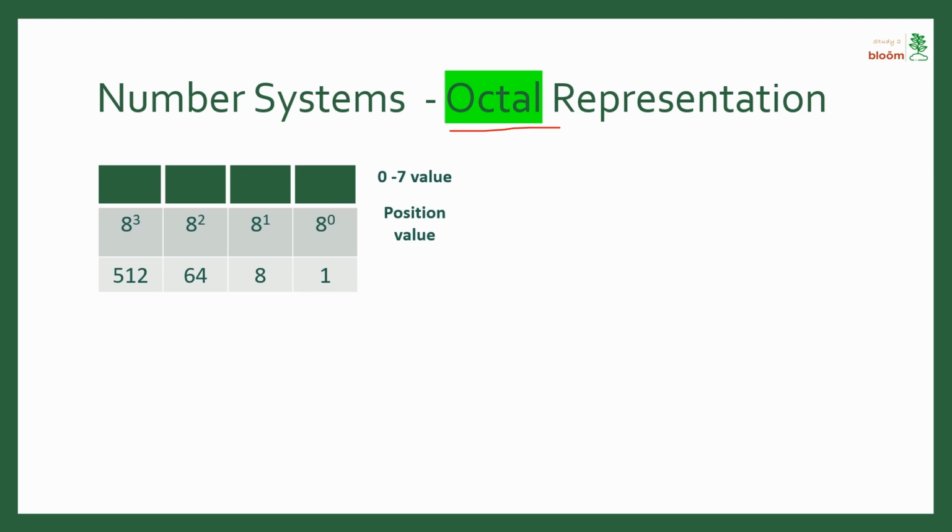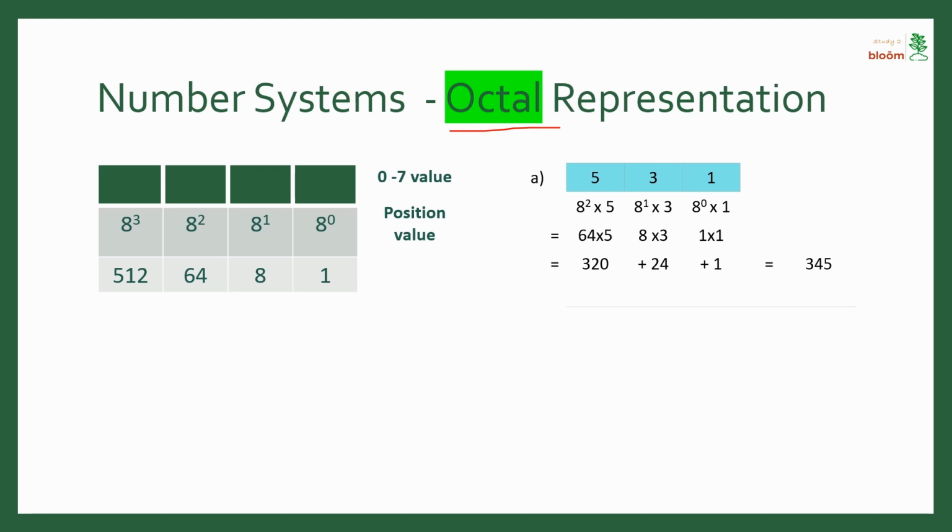So 8 to the power of the position: 8 to the power 0, this position value is 1, 8 to the power of 1, that is 8. Here 8 to the power 2, 64, and here 8 to the power 3. Let's look at an example.